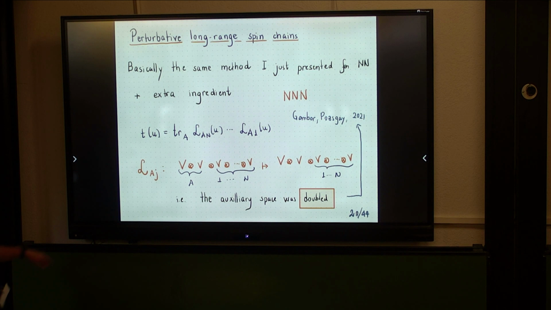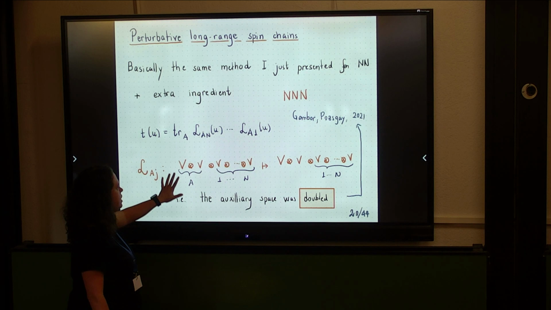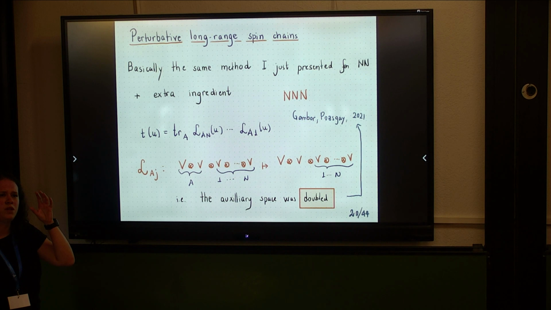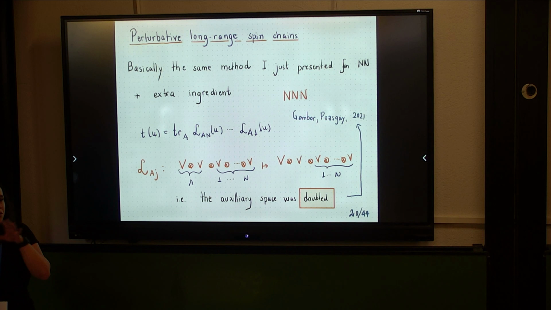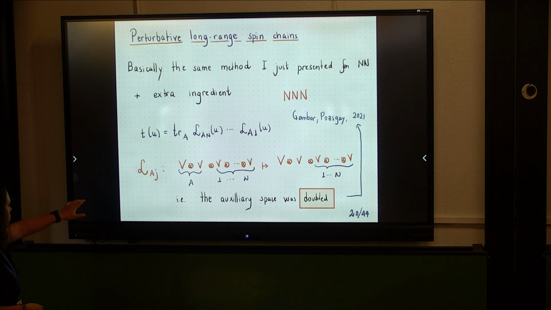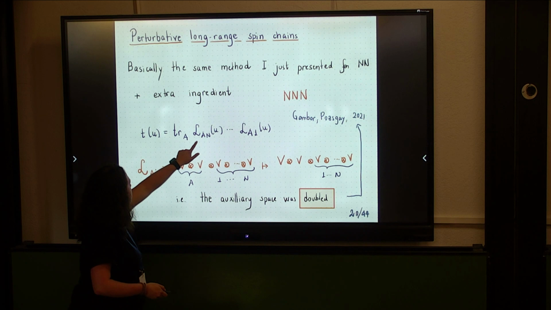We took this idea from a paper by Tamás Gombár and Balázs Pozsgay. They have a very nice paper about medium range, I think with cellular automata in the title, on medium range spin chains. They developed all the formalism for range 3, range 4, which is not perturbative in principle, it is exact. And they have this idea of increasing the auxiliary space. So for the next-to-nearest neighbor it is doubled, and you take the trace over this doubled space as well.